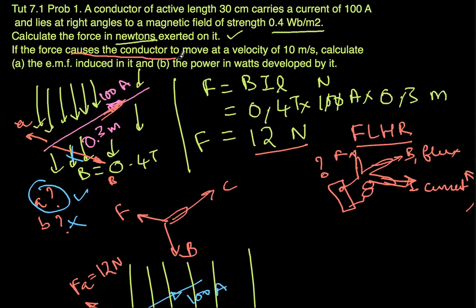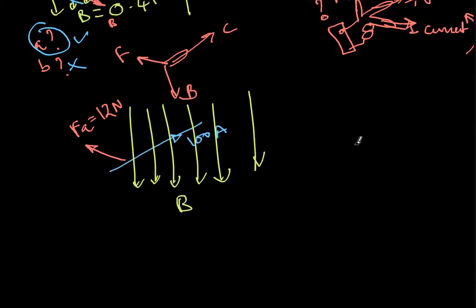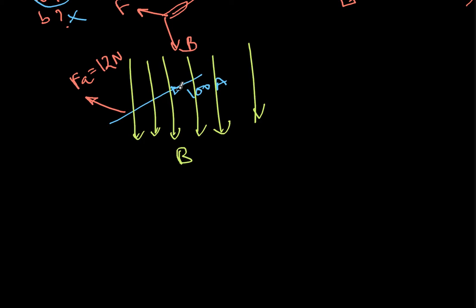If the force causes the conductor to move at a velocity of 10 meters per second. See, this force is acting on the conductor, so as a result, the conductor is moving at some velocity. So remember your Newton's laws: when a force is acting on a mass, the mass will start accelerating towards the direction of the force. And as a result, the velocity achieved by this current carrying conductor, velocity v, is nothing but 10 meters per second.